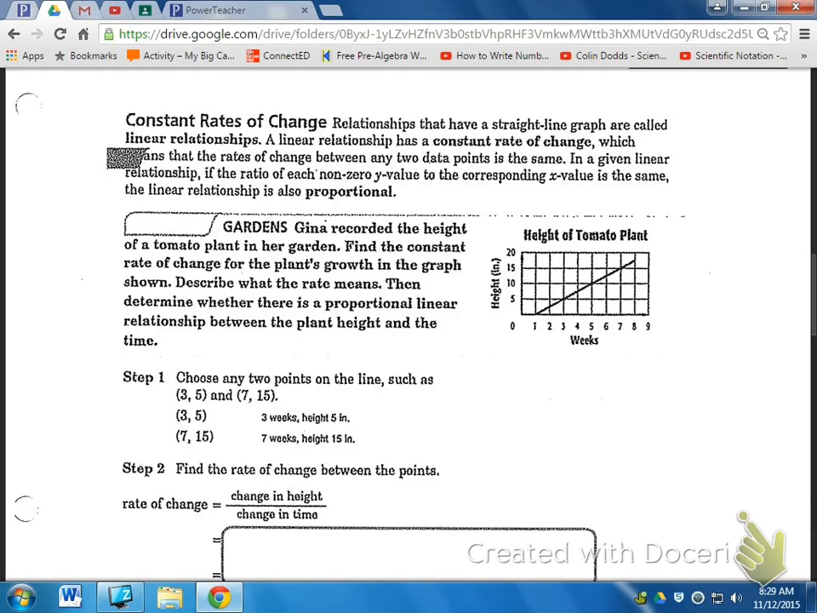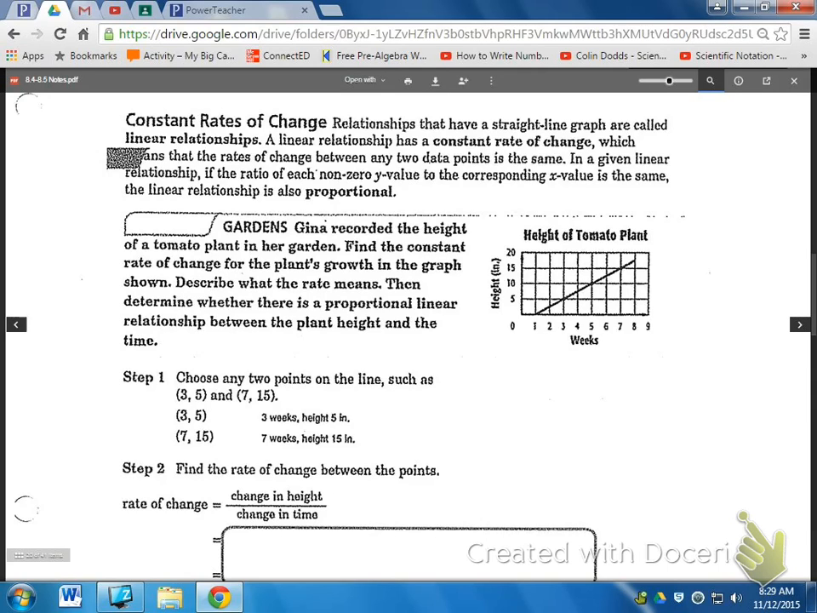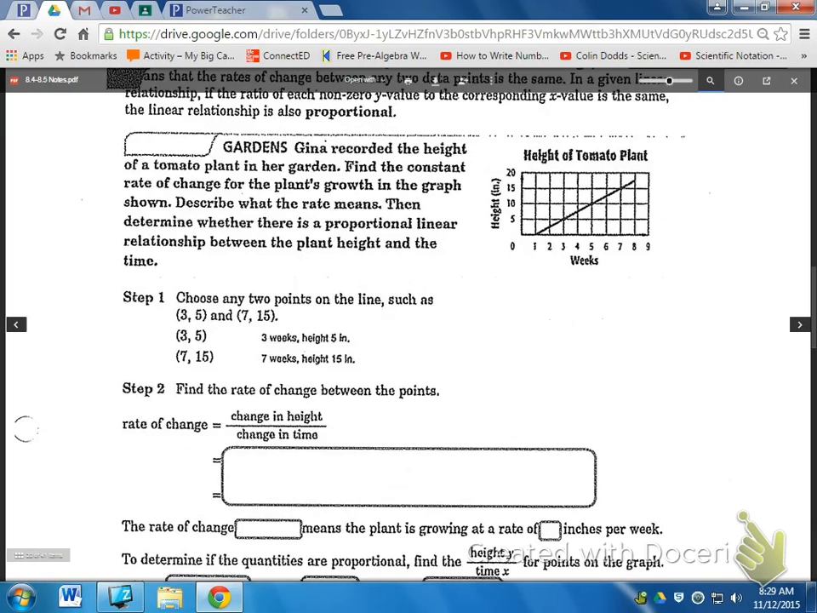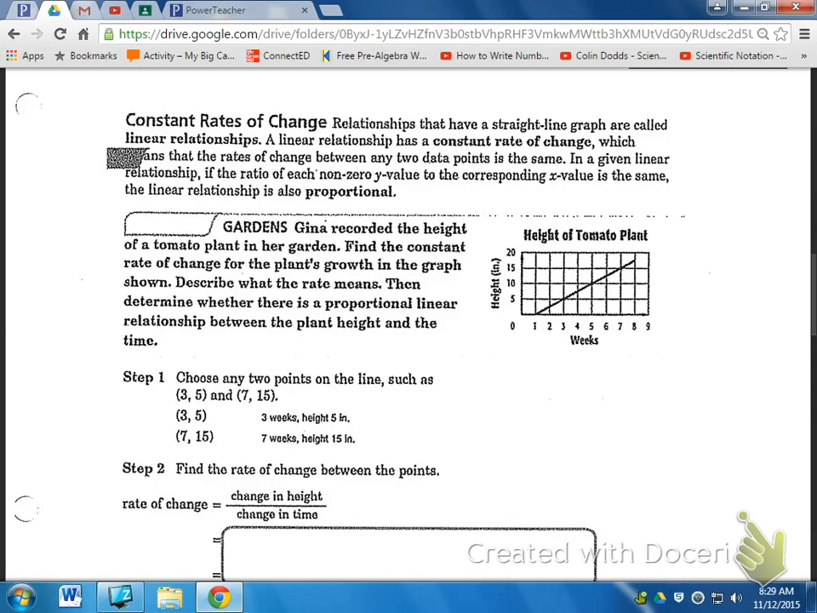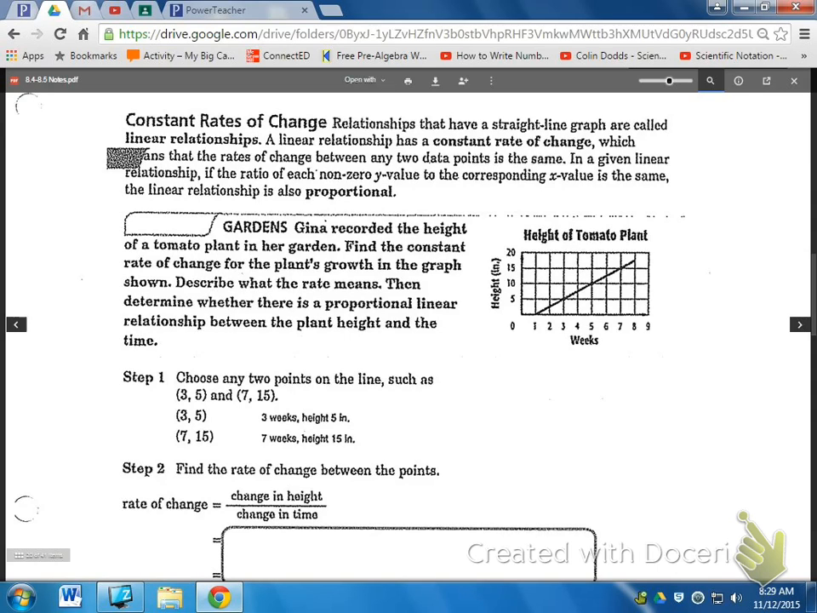They call it rate of change when you're talking about real life kind of things. So it's the rate of change between two different things. And then it talks about proportional versus non-proportional. So if it is a constant rate of change, it is proportional.